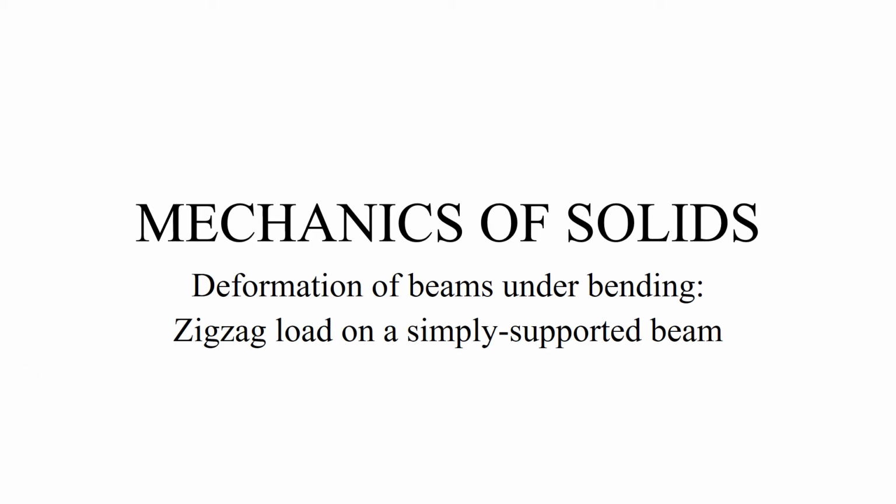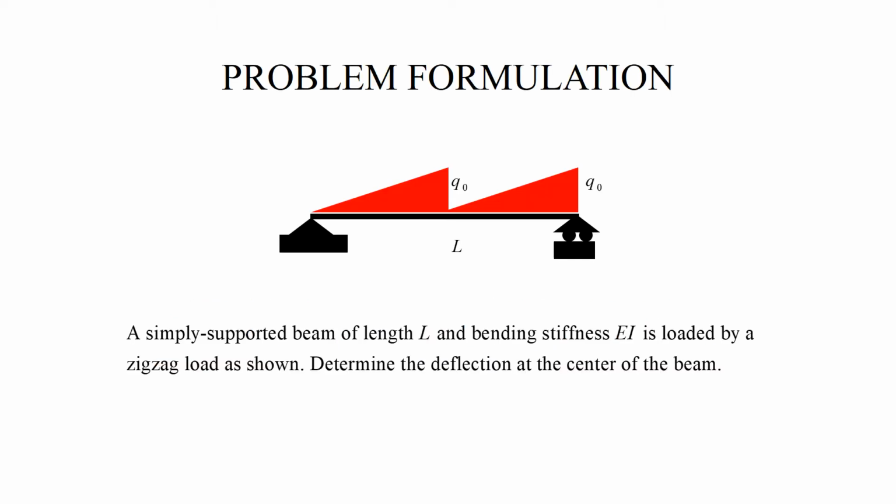This example demonstrates how to carry out less trivial combinations of tabulated loads. To this end, we consider a beam subjected to a zigzag load as shown, and our task is to compute the deflection at the center of the beam.